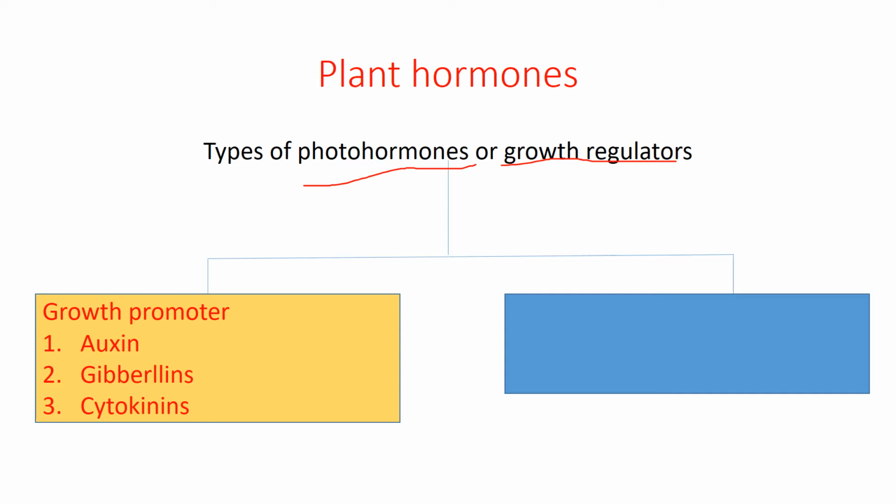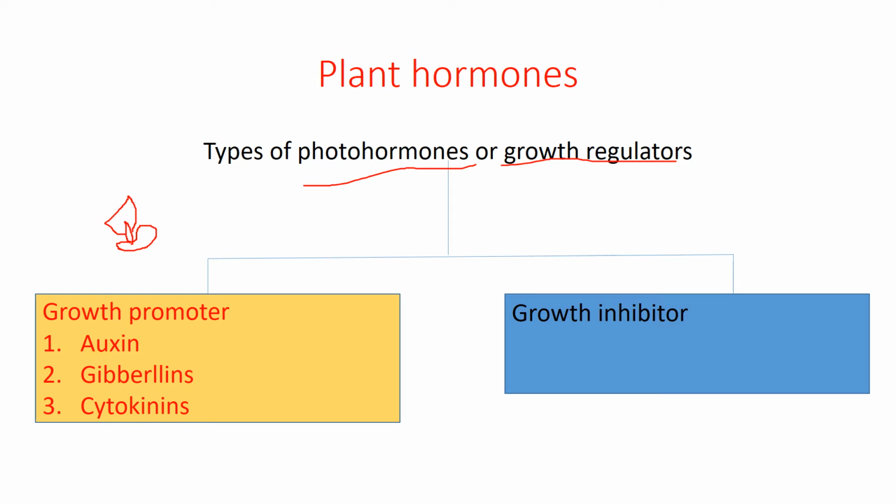What is the work of the cytokinins? Its work is to promote rapid cell division. Where is rapid cell division used? In the seed. Suppose this is a seed. In the seed, cytokinin is present. That's why rapid cell division happens here and the growth of the plant starts.